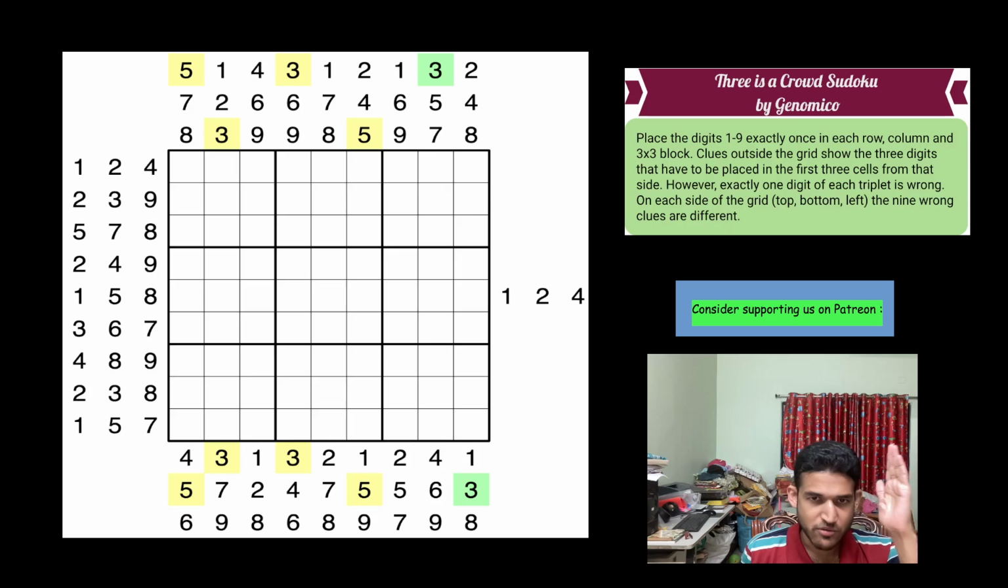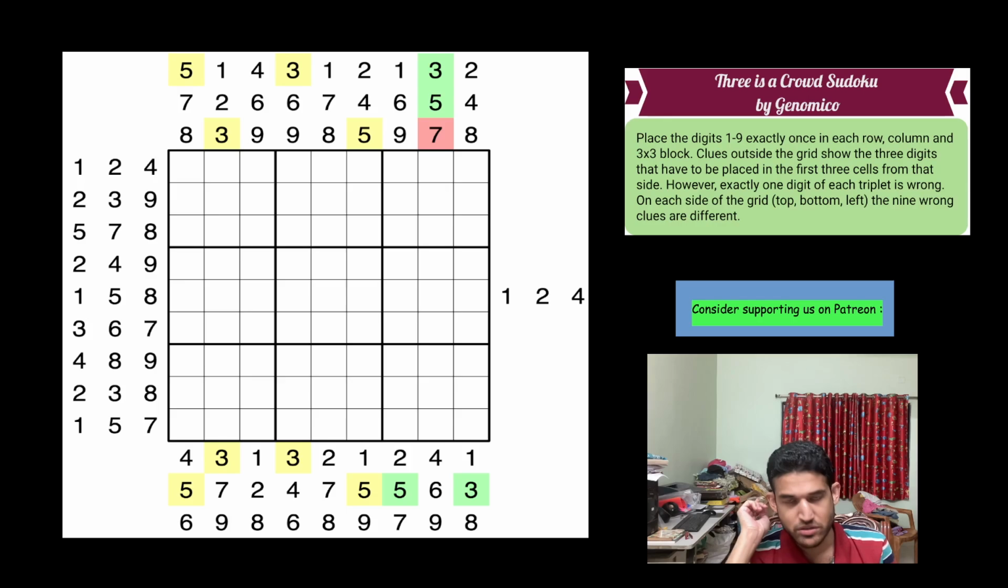So similarly, exactly one 5 is correct in column 1 and one 5 is correct in column 6. Which means 2 instances of 5 are incorrect. So the rest of the 5s have to be correct, right? Now if you look at column 8 top, we have 2 green clues. So which means the third clue has to be incorrect because exactly 1 clue is incorrect in each triplet.